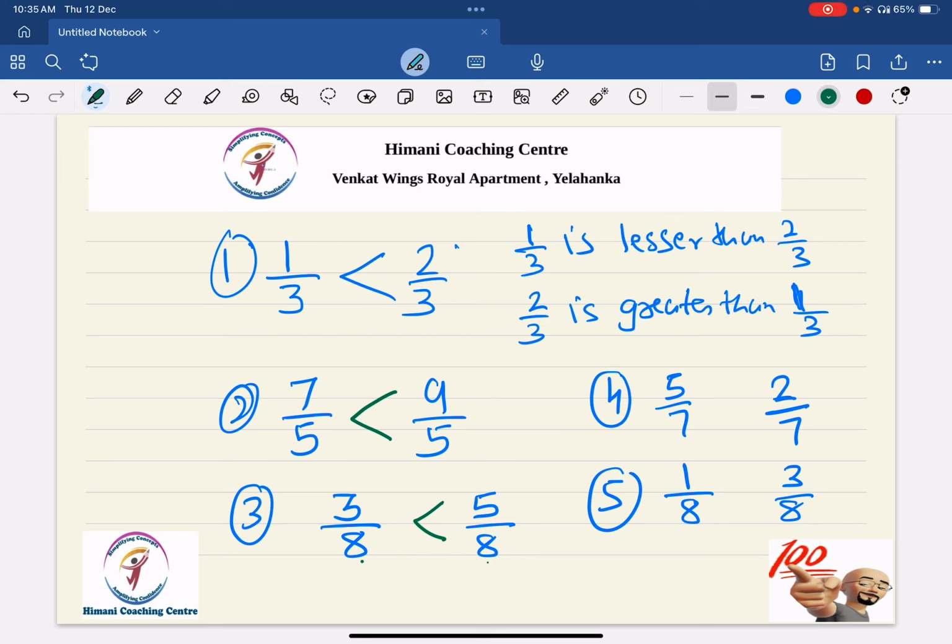Now, 5 by 7 and 2 by 7, are the fractions like? Yes. Why? Denominator is 7. Between 5 and 2, which one is greater? 5. So, the sign has to be like this. Now, 1 by 8, 3 by 8, are the fractions like? Yes. Why? Denominator is same. Between 1 and 3, which one is greater? 3. So the sign is this. So kids, this is how we compare fractions. Which one is bigger and which one is smaller.